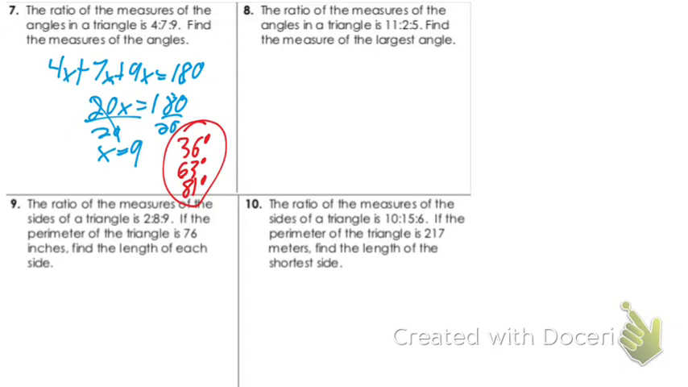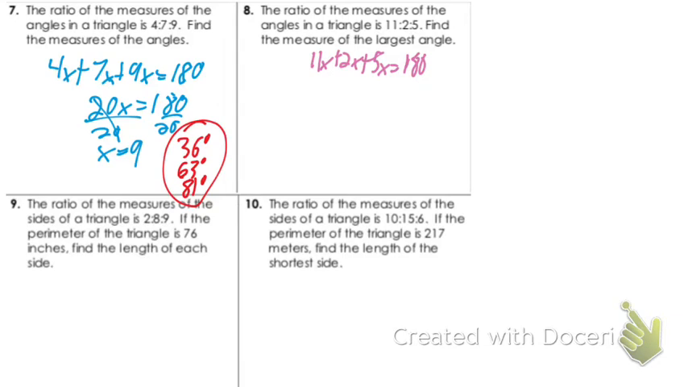Okay. On number 8. Ratios of the angles on a triangle are 11 to 2 to 5. Find the measure of the largest angle. Anna, can you help me set this one up? 11x plus 2x plus 5x. Nailed it. 11x plus 2x plus 5x equals 180, okay? Is it always 180? Yes, because it's a triangle.